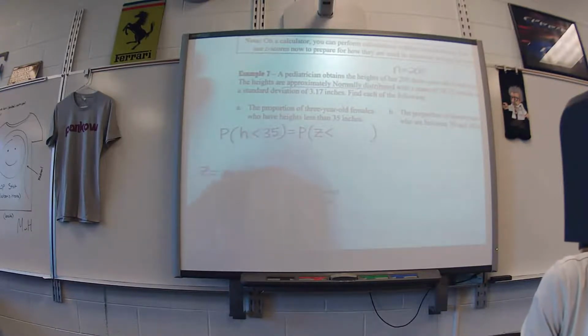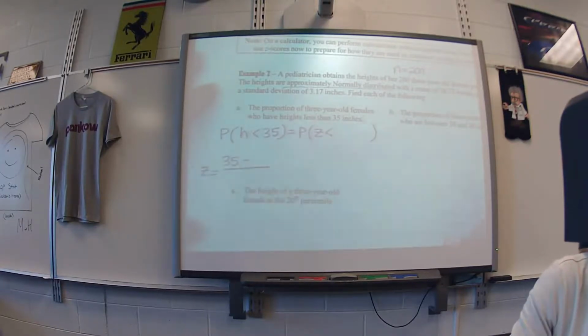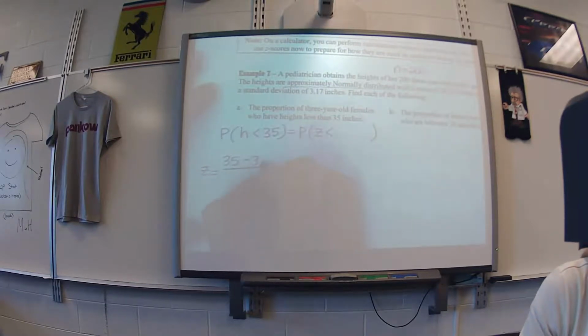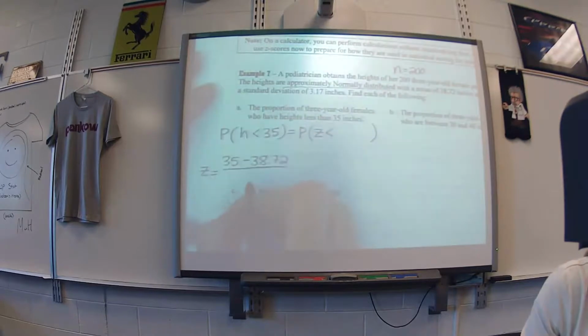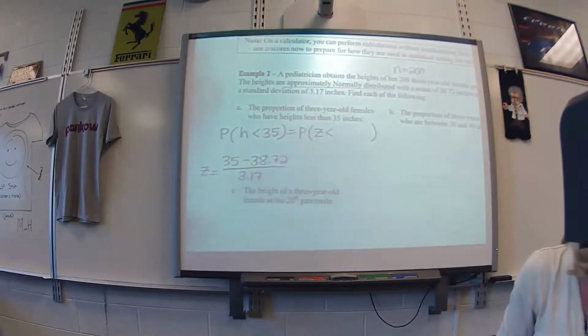Okay, so Z equals X. X is whatever value it is you are trying to work with. We're trying to work with a 35. Minus the mean was given as 38.72. Divided by the standard deviation is 3.17.